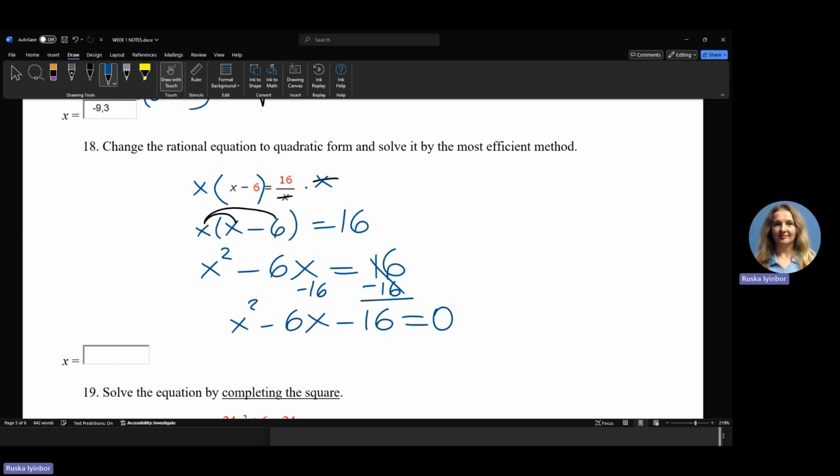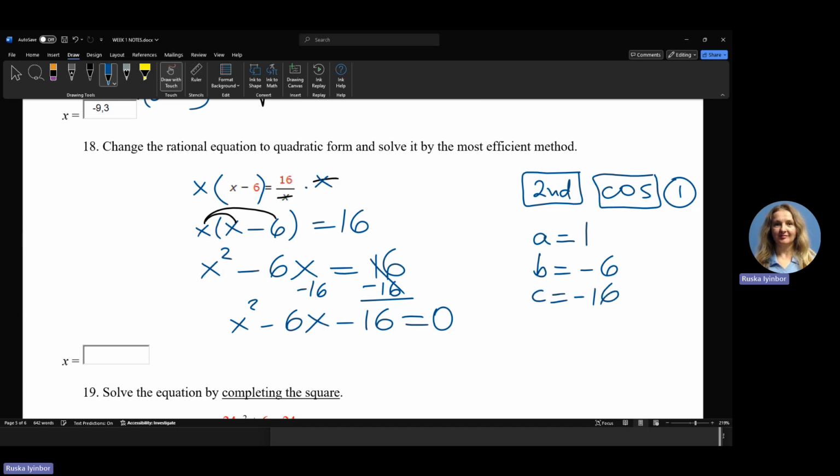And then we're going to use the calculator. On the calculator, you're going to press second, and then cosine, and then 1 is for quadratic. And then you need to enter, what is a? A is the number in front of the square, it's 1. What is b? Minus 6. Always remember the sign goes with the number behind it, or the number goes with the sign in front. And what is c? -16.